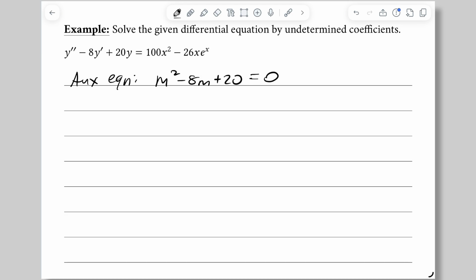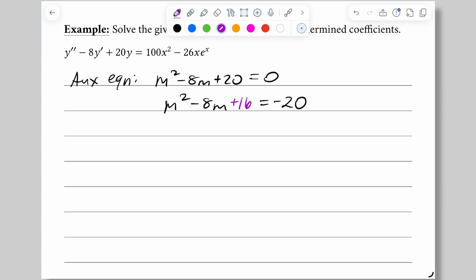is equal to 0. We can go quadratic formula on this, but when the coefficient of the quadratic term is 1 and the linear term has an even coefficient, I find it to be just a lot quicker to complete the square. So I'm going to subtract 20 from both sides. Cutting 8 in half gives us 4. Square that, 16, so we're going to add 16 to both sides. The left-hand side factors into m minus 4, the quantity squared. The right-hand side is negative 4. Square rooting both sides, and then isolating m is going to give us m is equal to 4 plus or minus 2i. That gives us a complementary function.